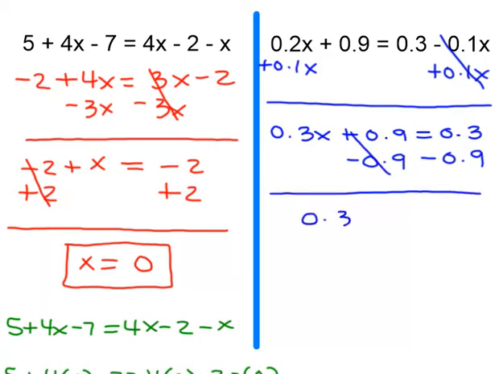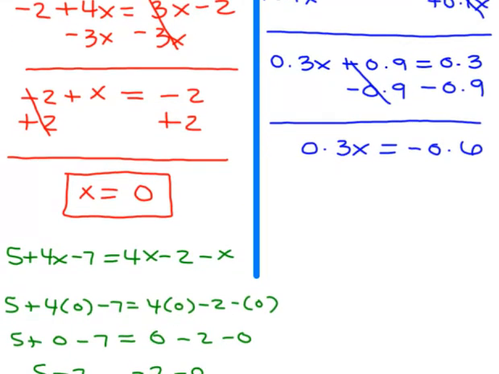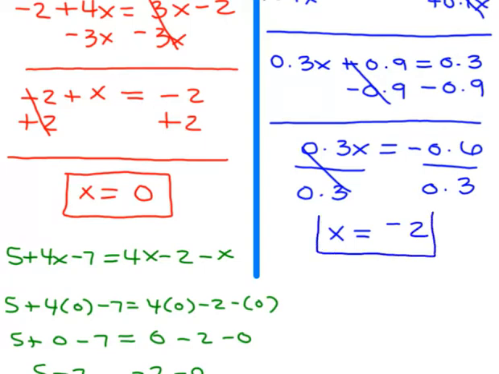So we have 0.3x equals, and when we subtract that, we're going to get negative 0.6. Now we need to divide by 0.3. So that's going to cancel. X equals. Negative divided by a positive is going to be a negative, and that's going to give you 2, because 0.3 goes into 0.6 twice.